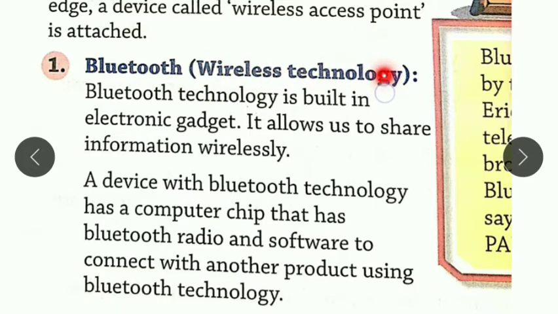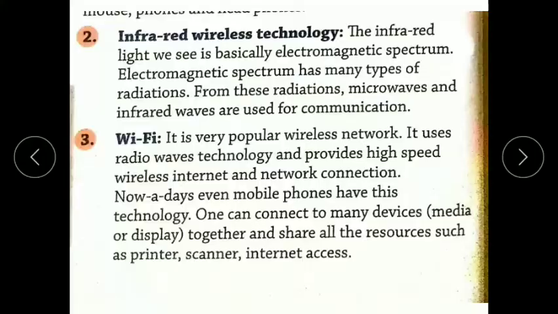When we talk about the wireless technology, there are three technologies through which we can make a wireless communication, or we can make a wireless network. Okay, what are they? Number one is Bluetooth. Number two is infrared wireless technology, and number three is Wi-Fi wireless technology. So we are going to see all of this step by step. So first of all, we will focus on our first wireless technology, that is the Bluetooth wireless technology.